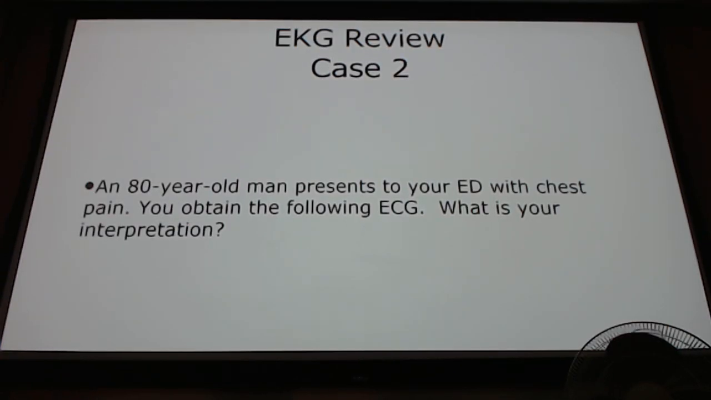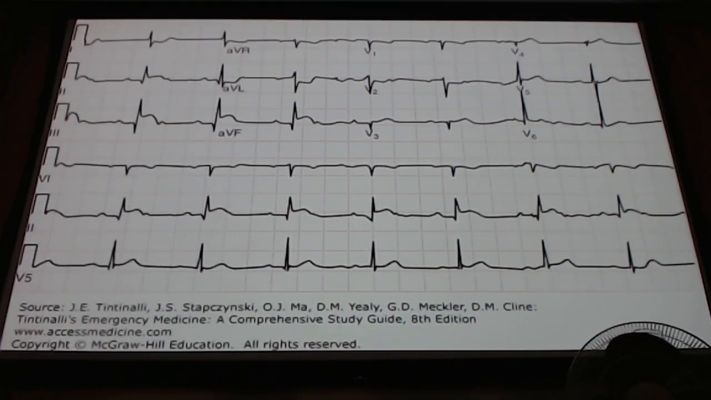All right, let's look at another one. 80-year-old man presents with chest pain. You see this. What do we see on here? Inferior MI? ST elevation? Yeah, good. So yeah, this is likely a classic RCA lesion.